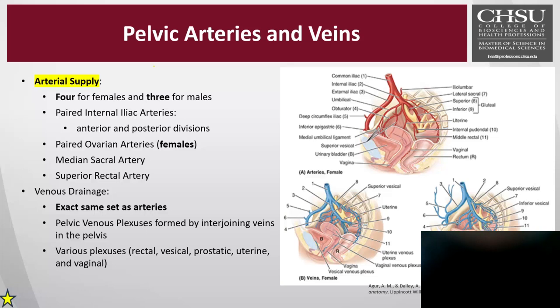We all share the same vessels, except for one set. The females have 4 key arterial supplies. The males have 3. And as you can see, the only one that the males don't have is the ovarian, right? We don't have ovaries, sorry. So we have the testes. So we don't have the paired ovarian arteries.